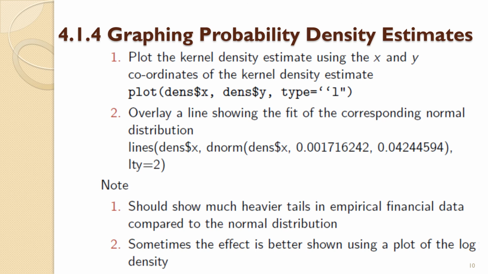And then what you would do here is overlay a line showing the fit of the corresponding normal distribution. To overlay a line, the R function is lines. You need the same set of x coordinates, and then the y value in this case would be the dnorm value applied to the x coordinate, and then the mean and the standard deviation of the log return series. After you've closed the bracket, lty stands for line type, so the idea is that this second line has a slightly different style, so you can see which one is which.